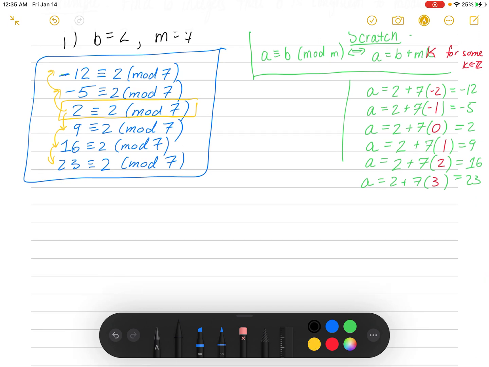Let me draw this in a diagram, actually, what's happening. So we have this concept of mod 7. Mod 7 has basically 7 numbers. You got 0. I'll make a table.